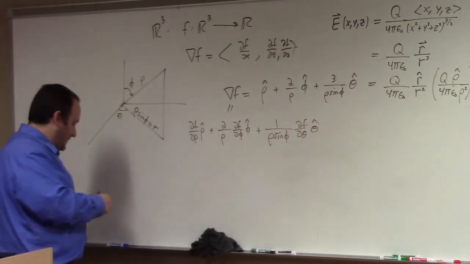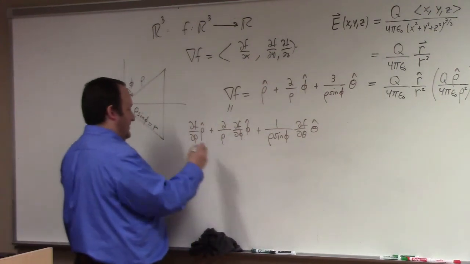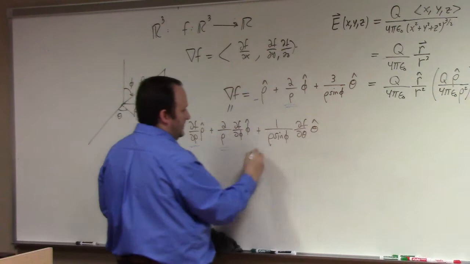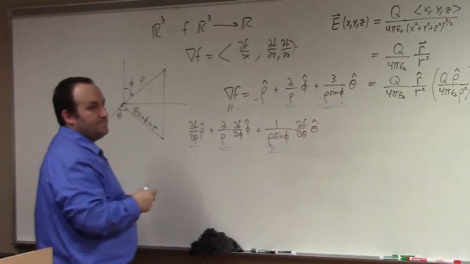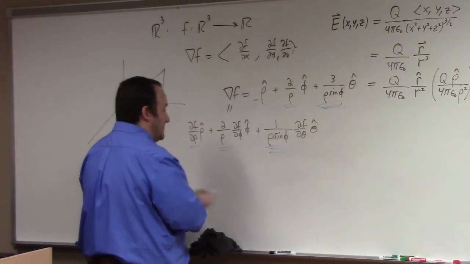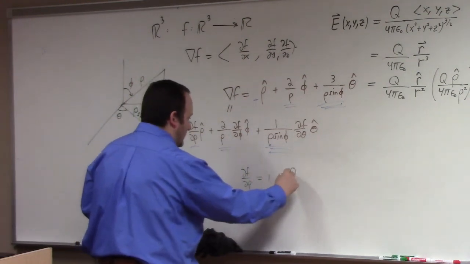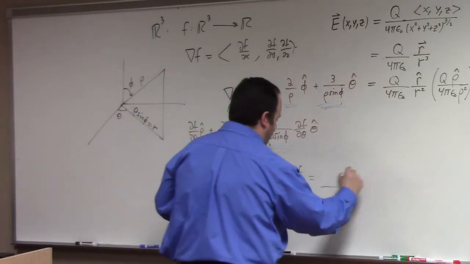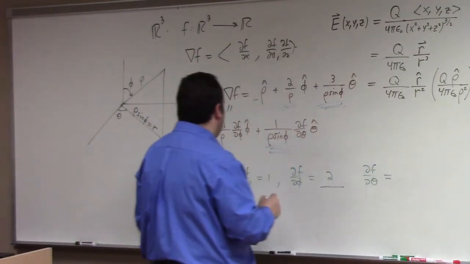So for these two things to be equal, the components have to match, right? So this has to match that. This has to match that. This has to match that. So what's that give me? I get partial f, partial rho equal to 1. Partial f, partial phi equal to what? Yeah, 2. Partial f, partial theta equal to 3.